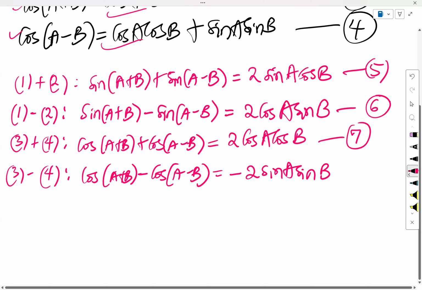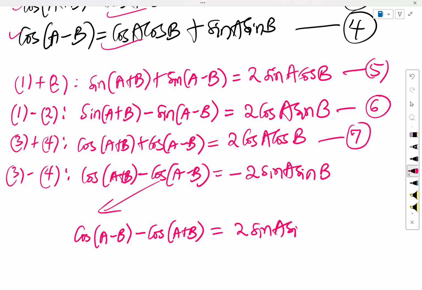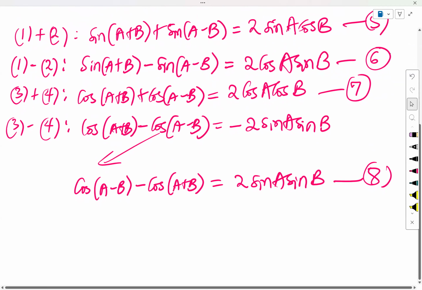you can actually transfer the minus to the other side. Let me write that properly. When you transfer the minus, it becomes cos A minus B minus cos A plus B. So the minus switches things over right there. And this is now equal to 2 sine A sine B. That is equation 8.